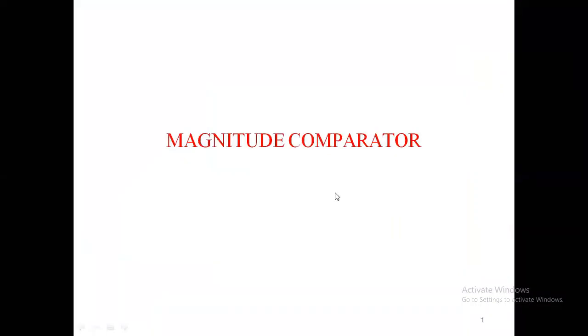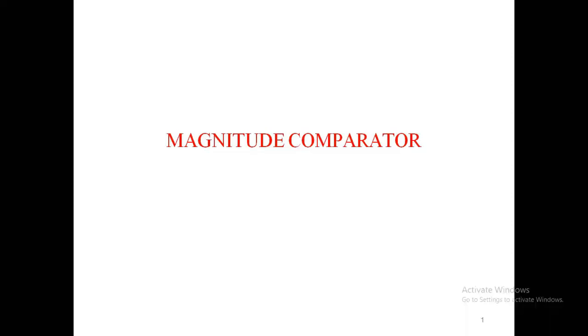So, magnitude comparator. What is a magnitude comparator? A magnitude comparator is a special combinational circuit designed to compare the relative magnitude of two binary numbers, that is, whether one is greater than, less than, or equal to the other.